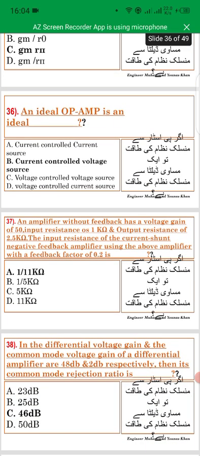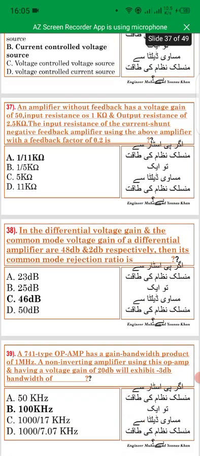An amplifier without feedback has a voltage gain of 50, input resistance of 1 kilo ohm, output resistance of 2.5 kilo ohm. The input resistance of the current shunt negative feedback amplifier, with the feedback factor of 0.2, is 1 by 11 kilo ohm.